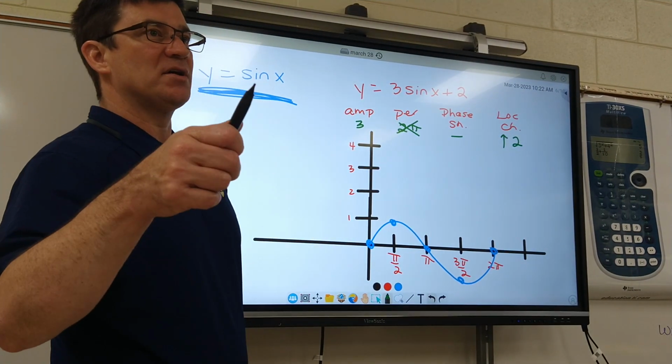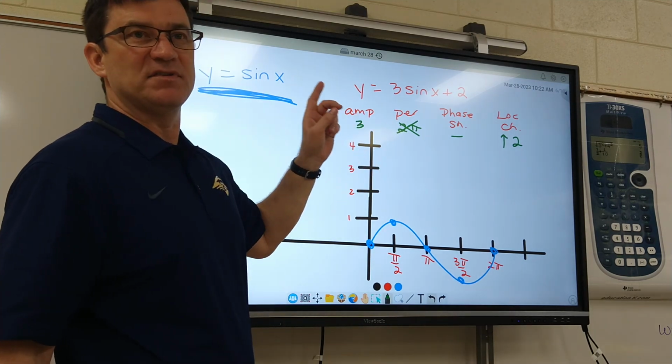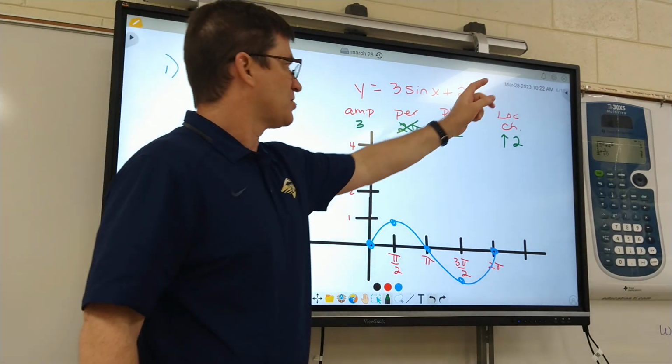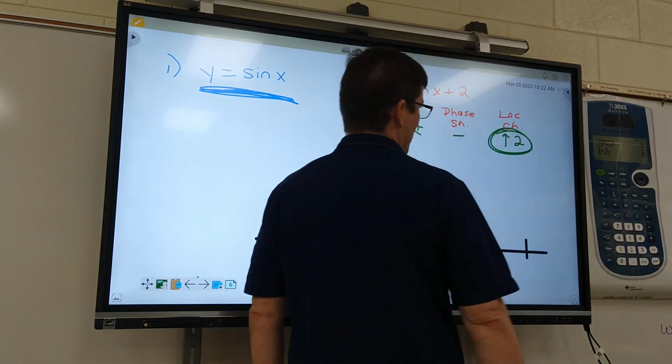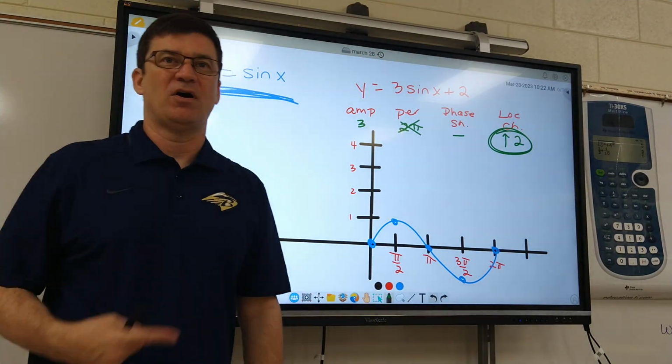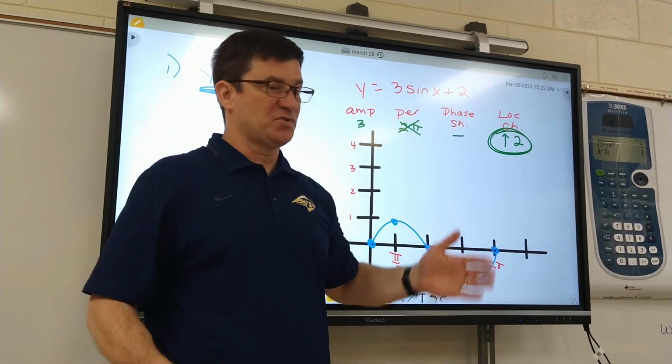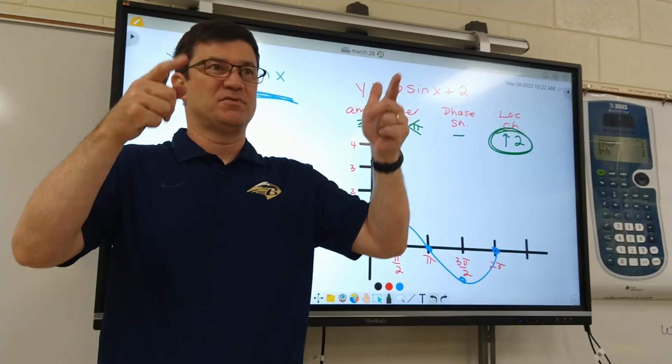Okay, if you were here yesterday, where do you start if you have to change more than one thing? Start in the back and go to the front. We're going to change this first. Location change. All right, so all this means, if the location changes up 2, guys, take your graph, just slide everything up 2. That's all it means.